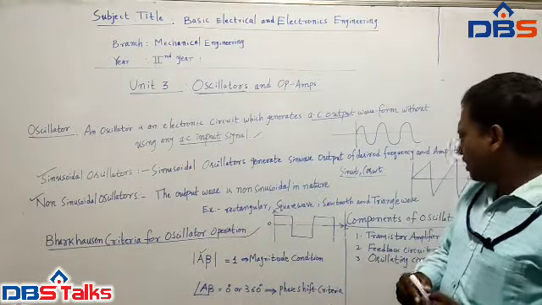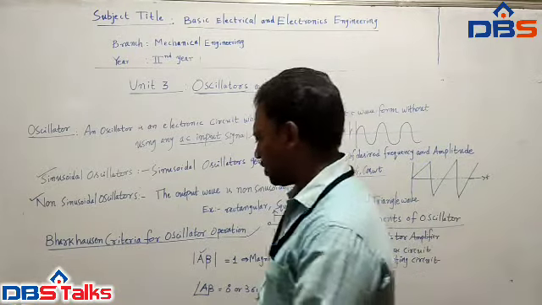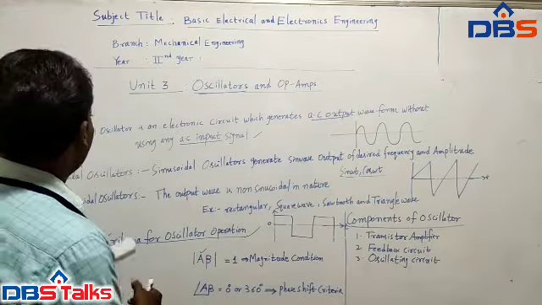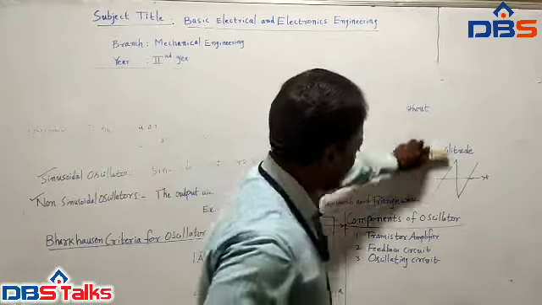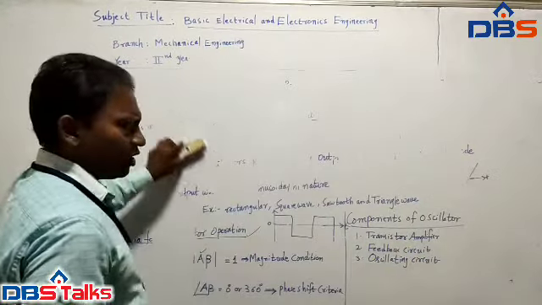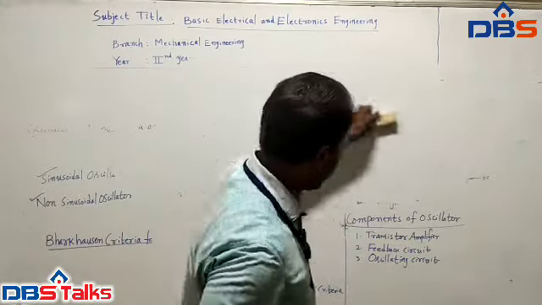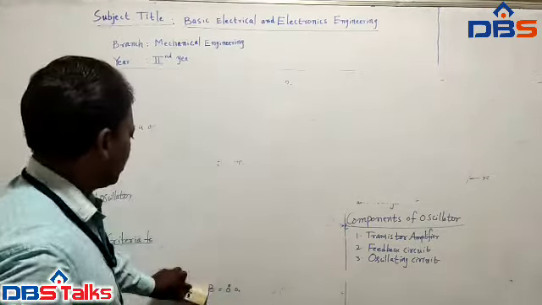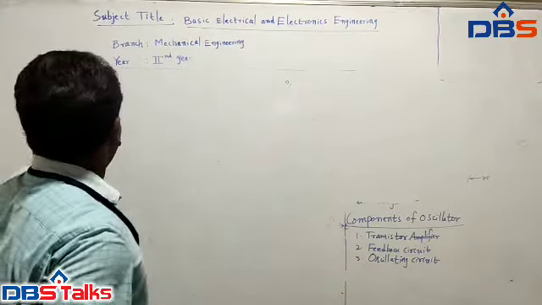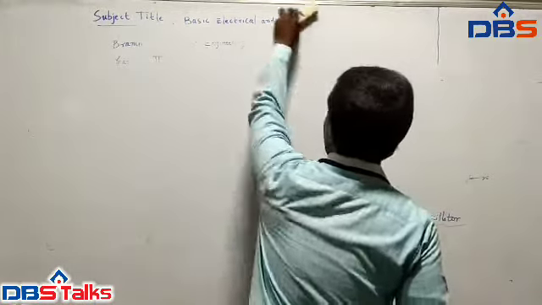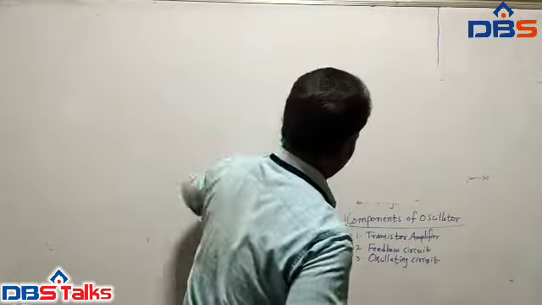Okay, now as the next topic we will see the components of an oscillator. What are the different components of an oscillator? There are mainly three important parts: the transistor amplifier, the feedback circuit and the oscillating circuit. Now we will see a simple block diagram of this oscillator circuit, the oscillator in the form of blocks.